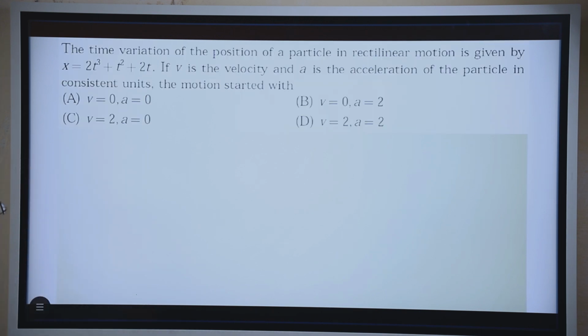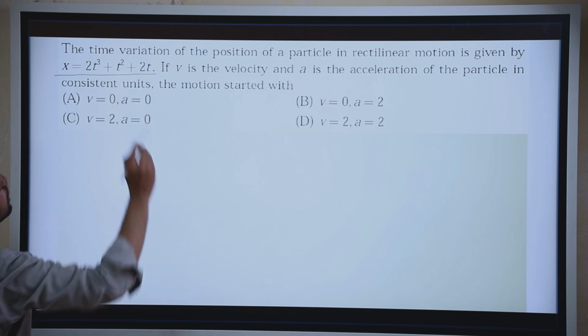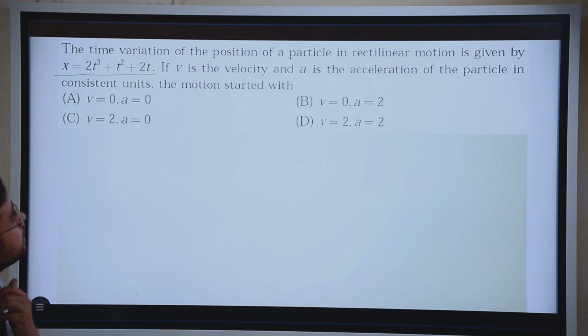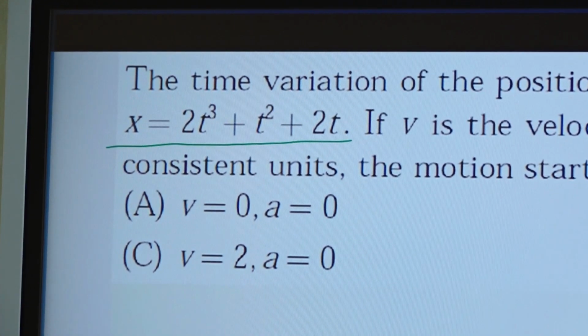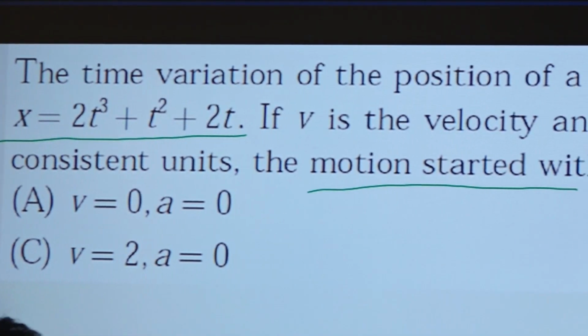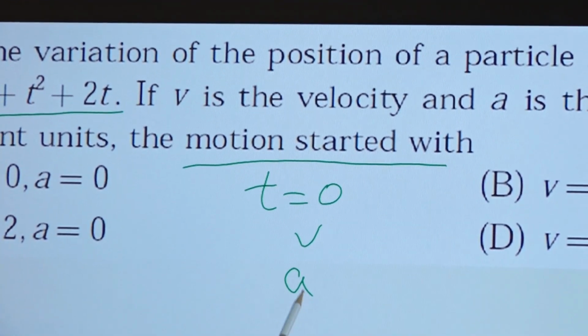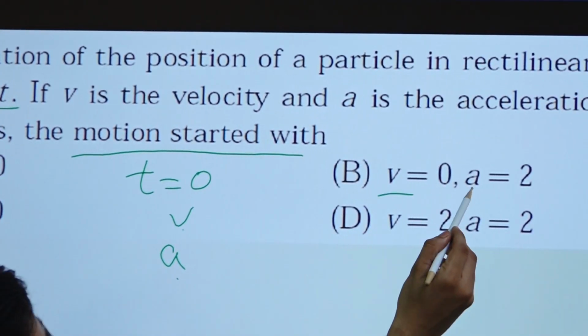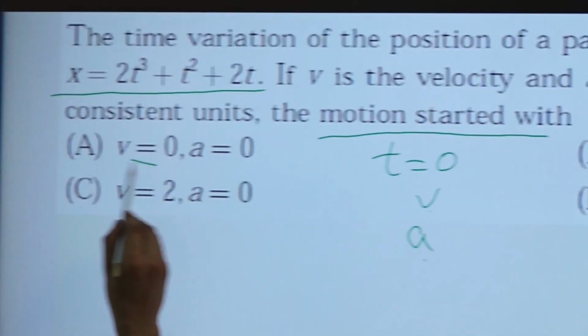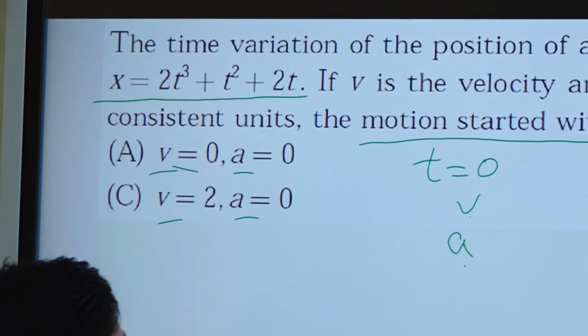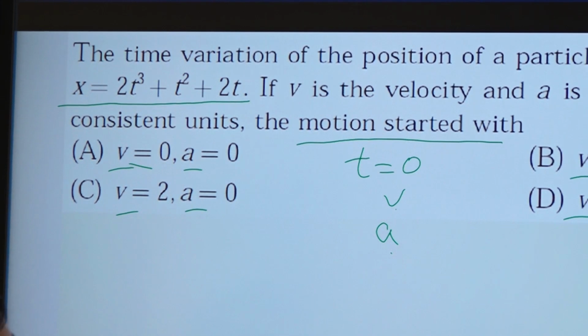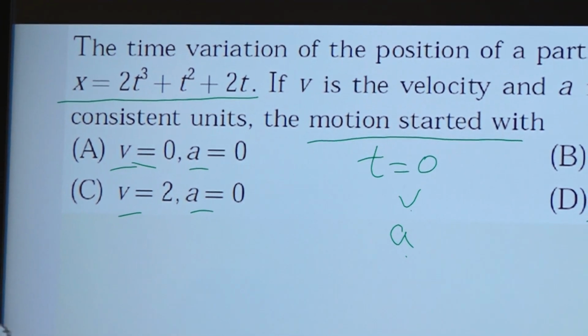So the next question, I will just read it out. The time variation of the position of a particle in rectilinear motion is given by this equation, right? If v is the velocity and a is the acceleration of the particle in consistent units, the motion started with... So they are asking the values at the starting point, at t equal to 0, v and acceleration. How do I know they are asking for v and acceleration? From the options. In the options they are asking v and a, right? So we have to find the velocity and acceleration at t equal to 0, right?